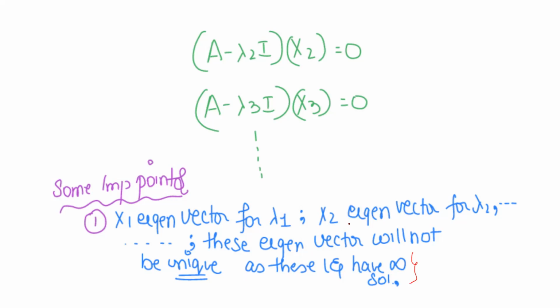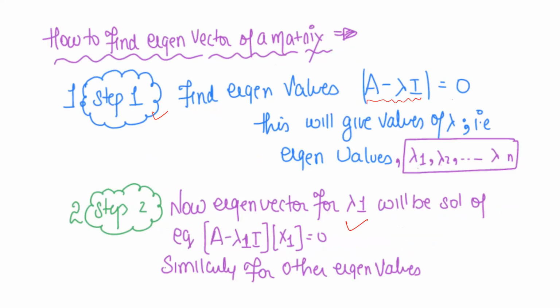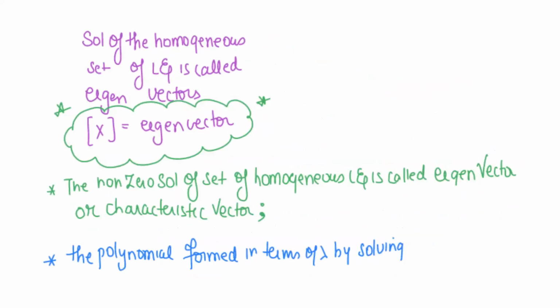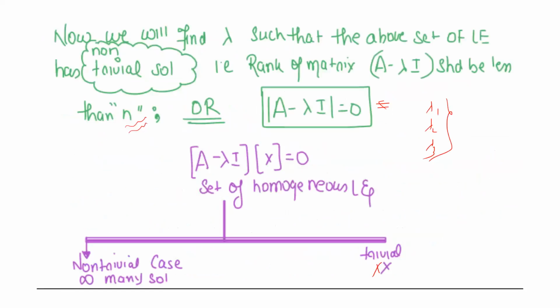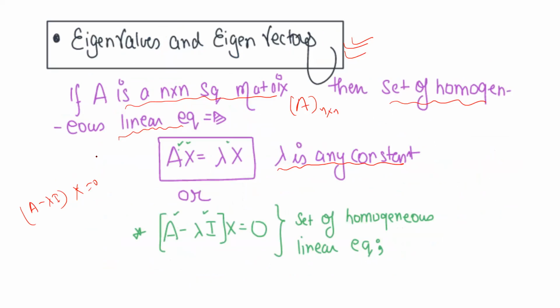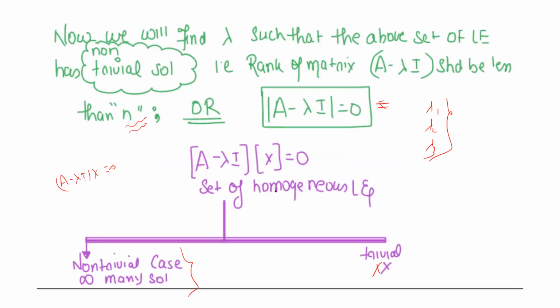So this eigenvector is not unique, because this is the case when the equation has an infinite number of solutions. In case of an infinite number of solutions, because we are taking A minus lambda I, x is equal to 0. Because A is an n cross n matrix, the set of homogeneous linear equations becomes Ax equal to lambda x, where lambda is any constant. So this linear equation must have a non-trivial solution. Only when the solution is non-trivial will lambda come out from here.